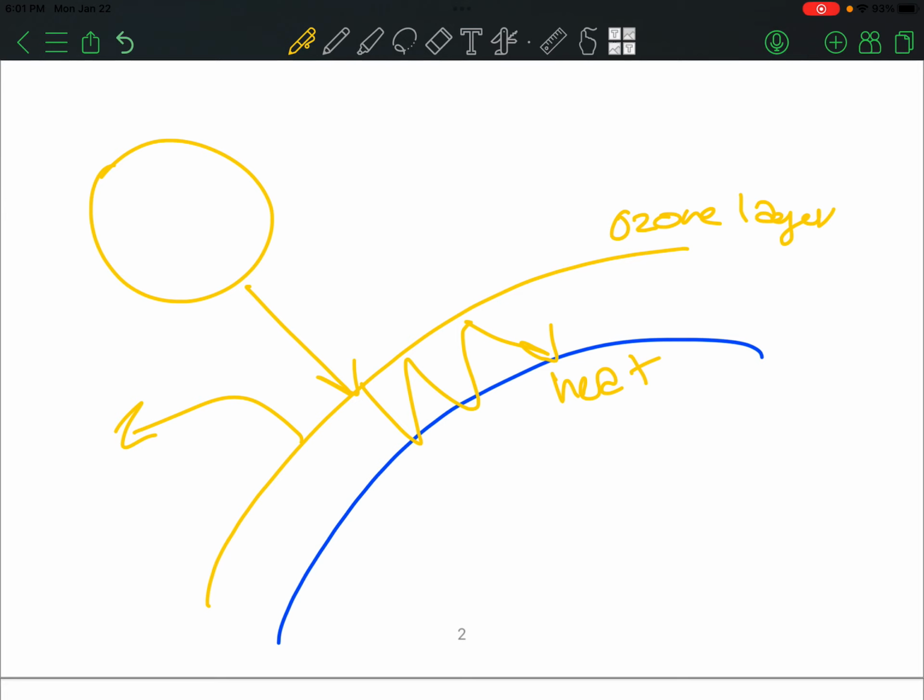Now, remember, there is a natural greenhouse effect. I'm showing it to you right now, where sunlight is taken in and sunlight is taken out. And all that CO2 and greenhouse gases is coming from the atmosphere and from the sun.